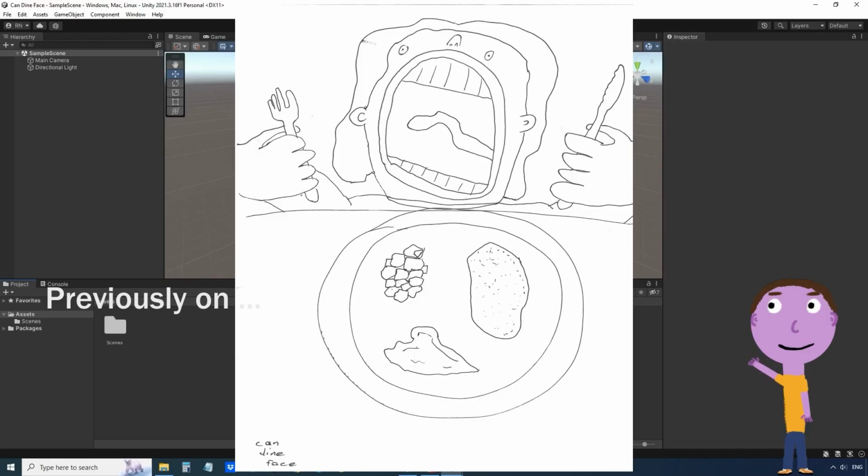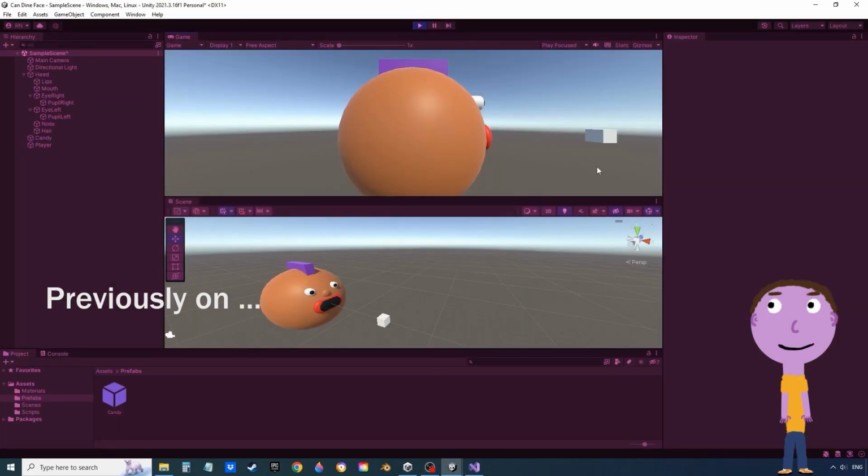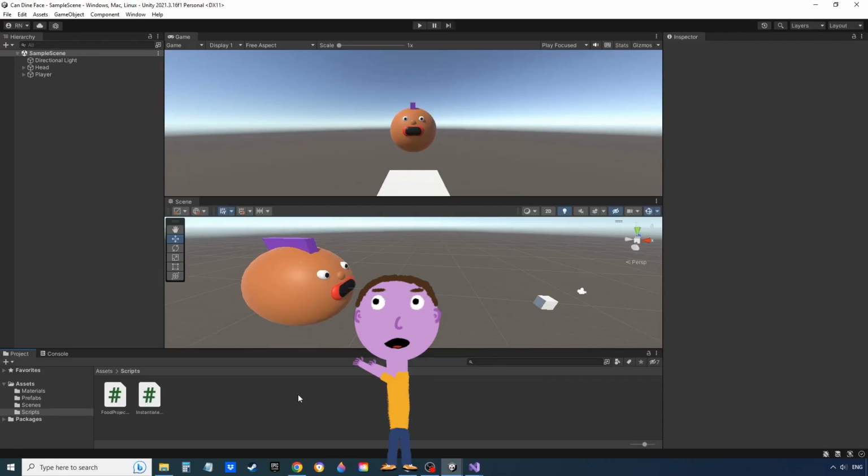Previously on... Have a head, a mouth, that's the goal, and get food into that mouth. Beautiful. That happens. Okay, hey, that went in the right direction. There is a beautiful head and a player that can throw food, can throw candy.